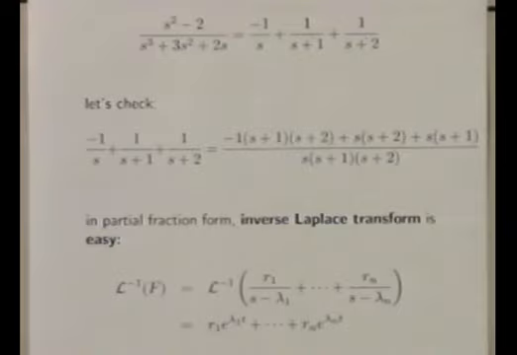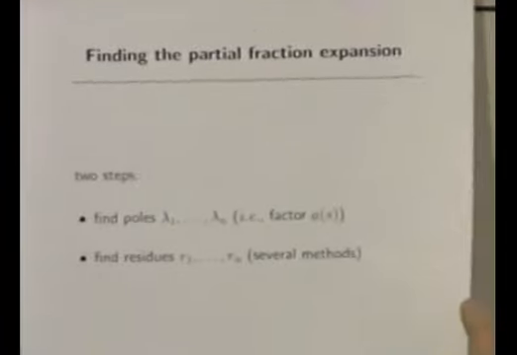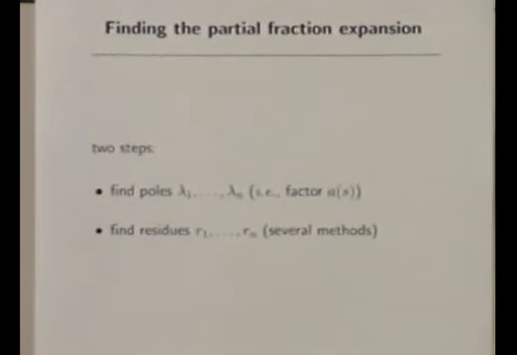Once you've found the poles, you have to find the residues. How do you do that? Well, let's take a look at this. So here is, at a high level, what's involved in finding the partial fraction expansion. You have to find the poles, which is to factor the denominator. That's easy. And then you have to find the residues. And there's a bunch of methods to do the residues, a whole bunch. I'll look at a couple of them, and after a while you'll get the idea.